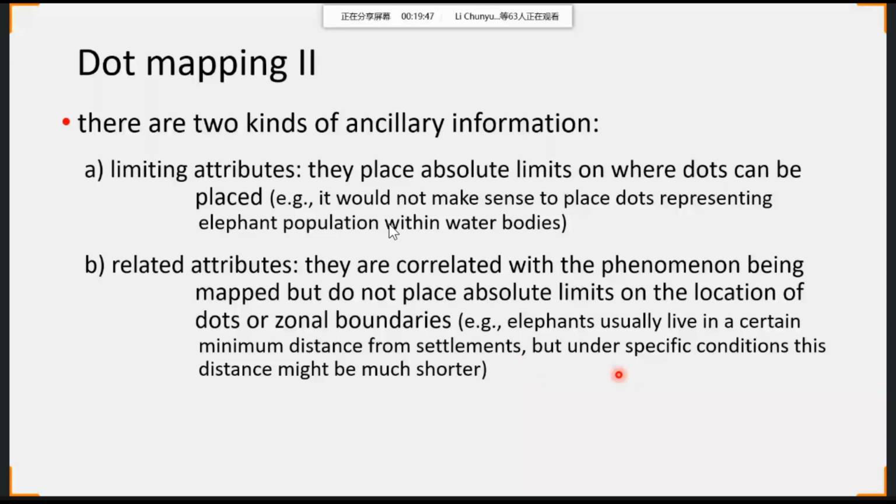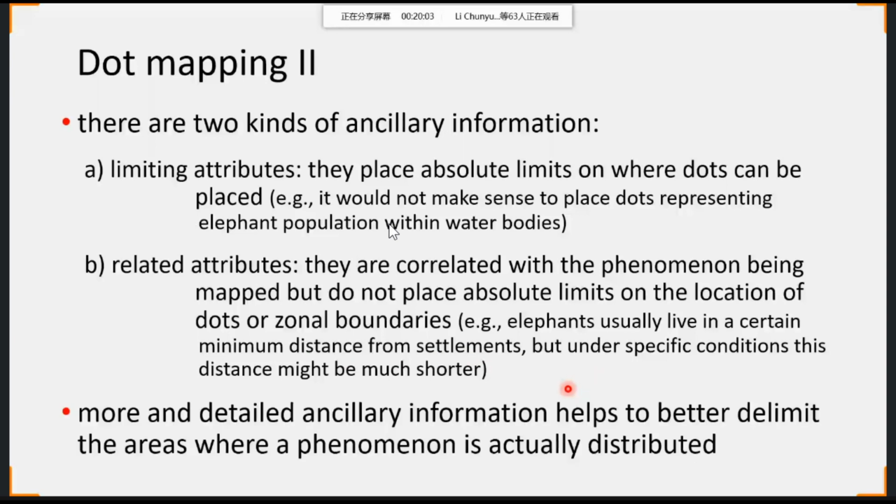So if they are under pressure because of drought, for example, they might come closer to settlements. So these are no absolute limits. More detailed ancillary information helps to better delimit the areas where a phenomenon is actually distributed.